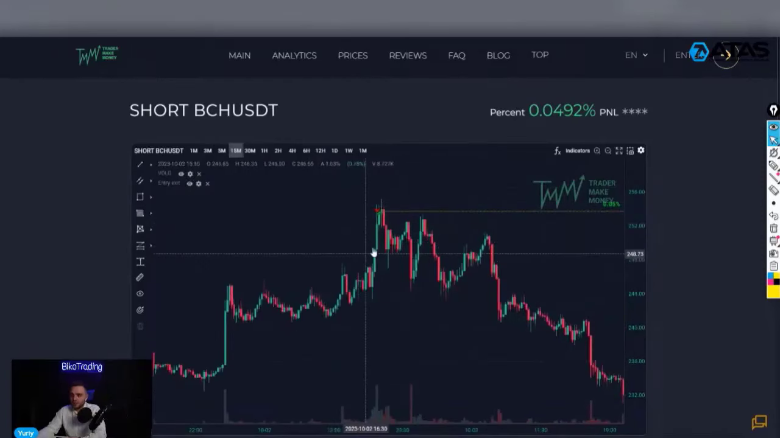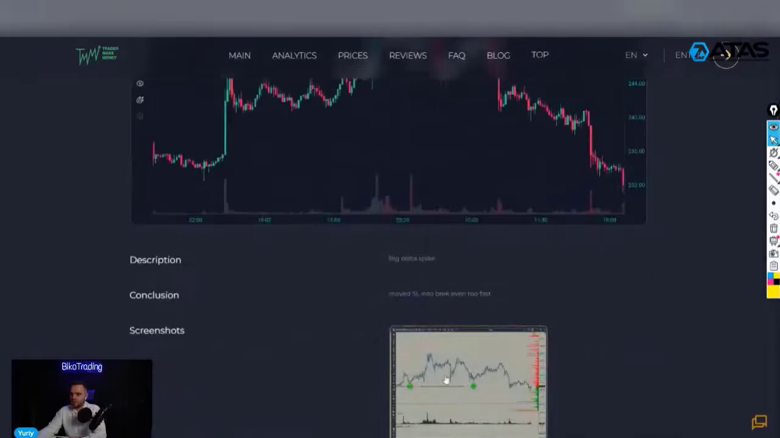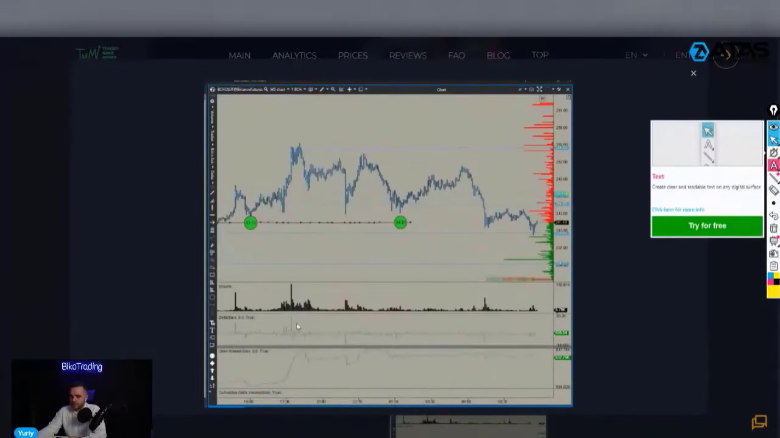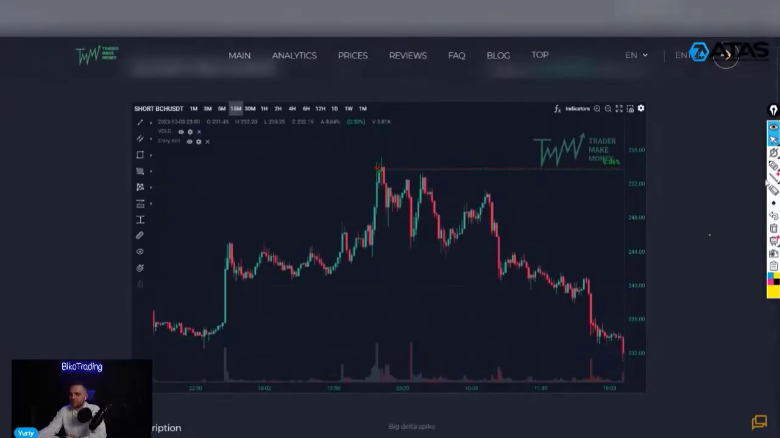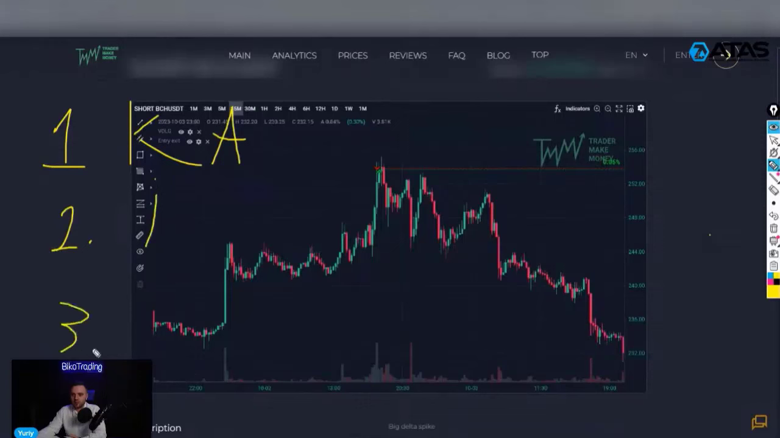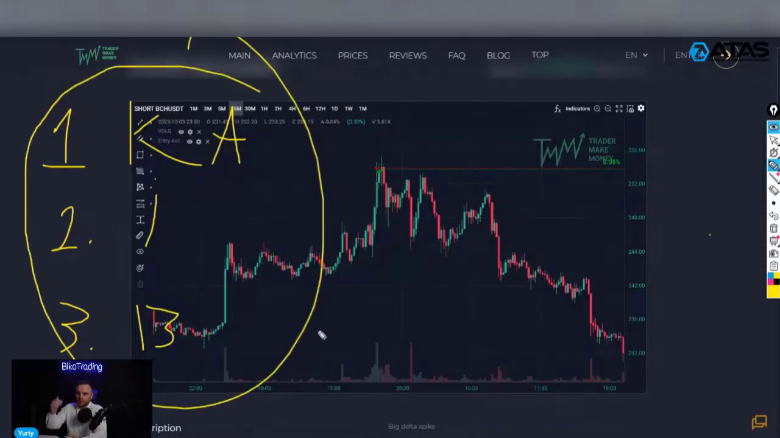I made a mistake here. I moved stop loss to break-even too fast again. And have a look at this significant delta. 30,000 on the 5-minute time frame. 30,000. And it was exactly a reversal point. That's why, once more, a summary for you. 1, 2, 3. 1, key area. 2, impulse. 3, big delta. Only when you have these three together can you trade such trades, reversal trades.